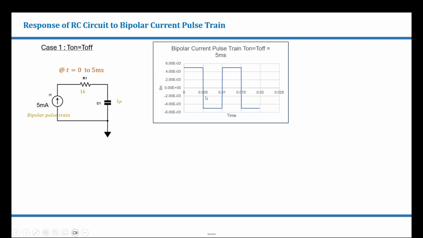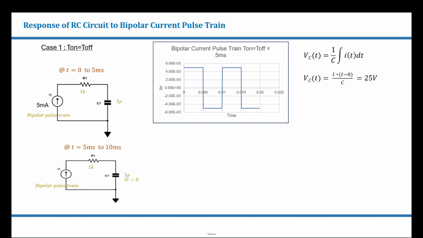Now to calculate the voltage across the capacitor between 0 milliseconds and 5 milliseconds, the input current is a constant 5 milliampere and the capacitor starts charging linearly. The voltage across the capacitor can be calculated using this equation. At 5 milliseconds, the capacitor would have charged to 25 volts. Now between 5 milliseconds and 10 milliseconds, the input current is minus 5 milliampere. On substituting it, we can see that the voltage across the capacitor at 10 milliseconds is 0.